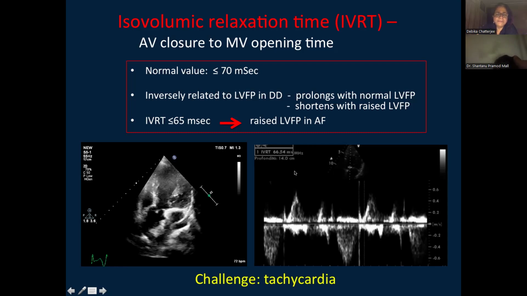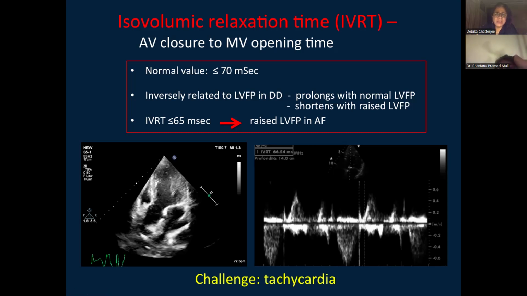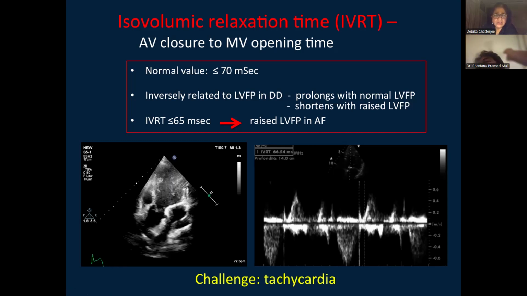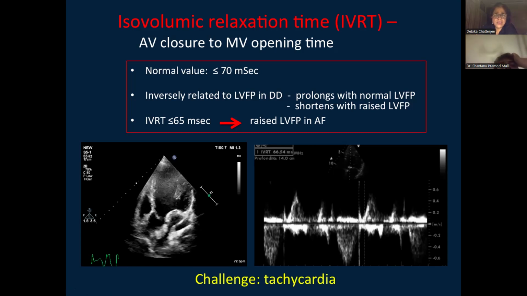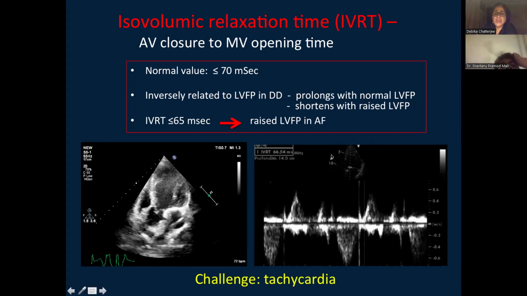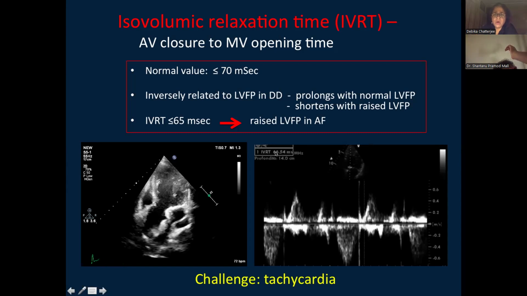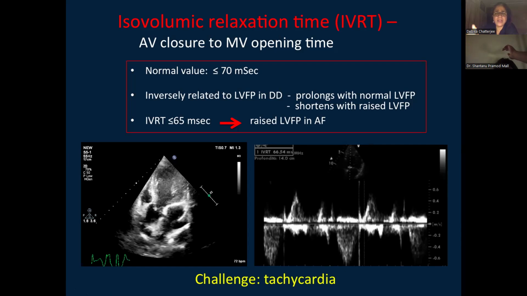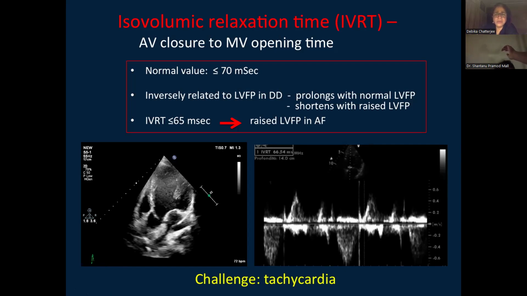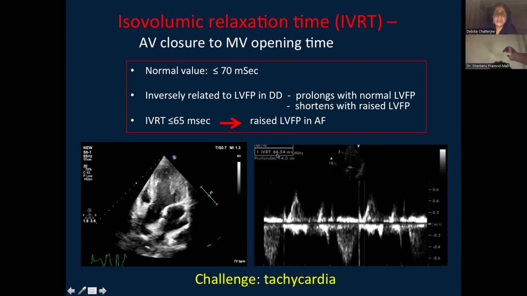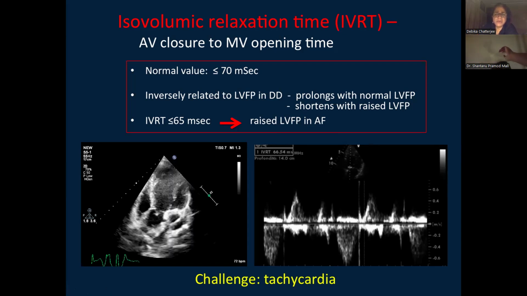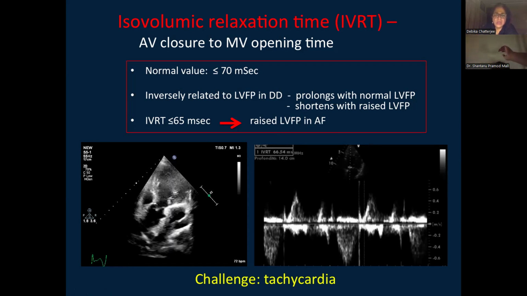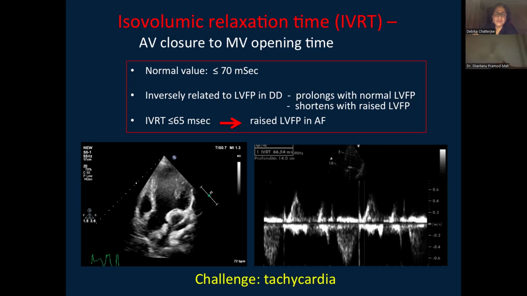Normally it is less than 70 milliseconds. It is measured in milliseconds. It is inversely related to the LV filling pressure. In diastolic dysfunction it becomes prolonged with normal LV filling pressure. I mean, if you get a higher value, the LV filling pressure is normal. But if it is short, less than 50, it indicates that LV filling pressure is high, because the mitral valve opens quickly.